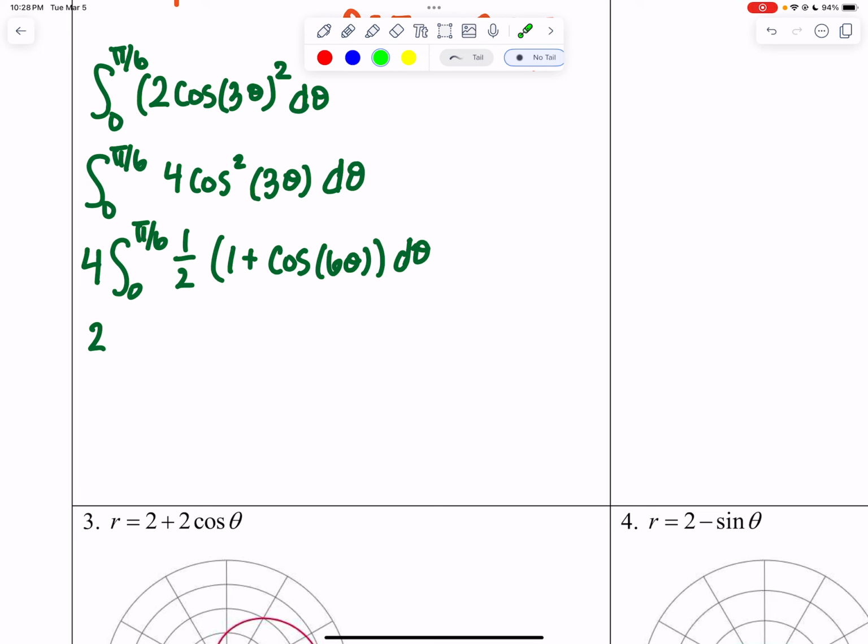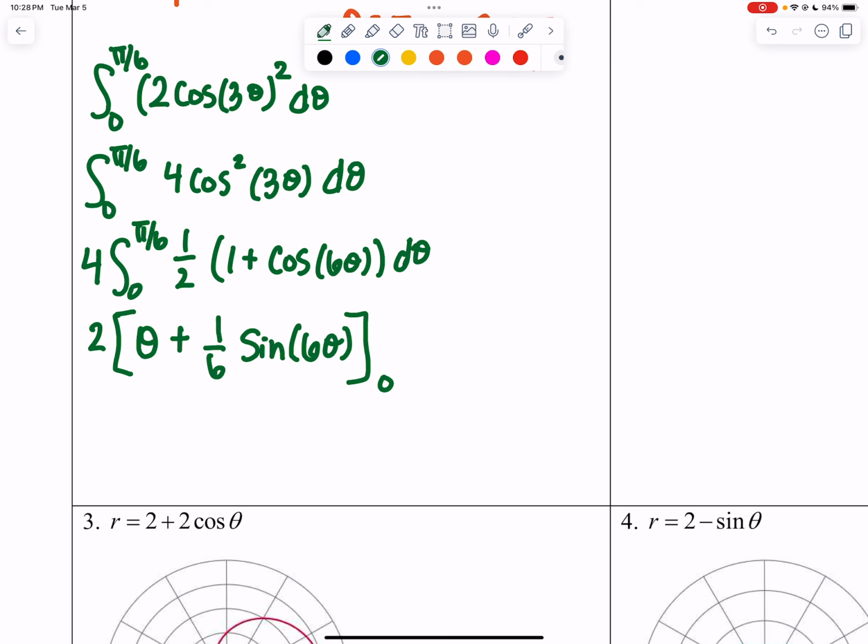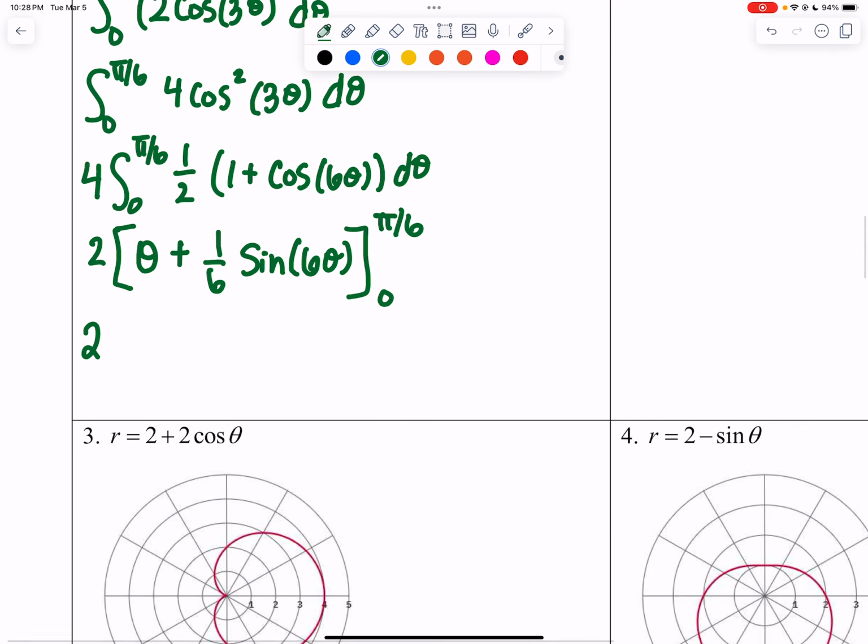The integral of 1 with respect to theta is just theta. Then I'm going to use a little bit of u substitution here. That's going to give me 1/6 sine of 6 theta, from 0 to pi over 6. So now I have 2 times, and I'm going to evaluate my upper limit. That's going to be pi over 6 plus 1/6 times sine of 6 times pi over 6, which means this is sine of pi. And sine of pi is 0, so I have pi over 6 plus 0, minus my lower limit, which is 0 plus sine of 0, again 0, which means my area here is just going to be pi over 3.